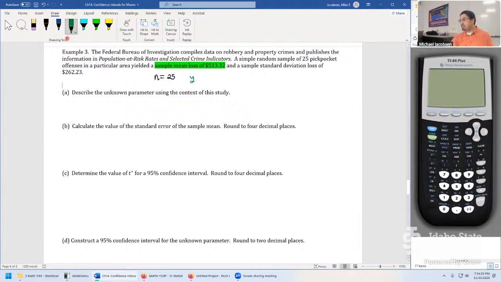So it's always a good idea to read this a couple times, make sure we didn't miss anything. Y bar is 513.32. Notice this isn't about successes or failures any longer. There's no percentages, there's no proportions. This time we're dealing with fully quantitative data, so that's why we're using the new method. There's also a sample standard deviation loss of 262.23. So that's our other statistic, S. S is 262.23.